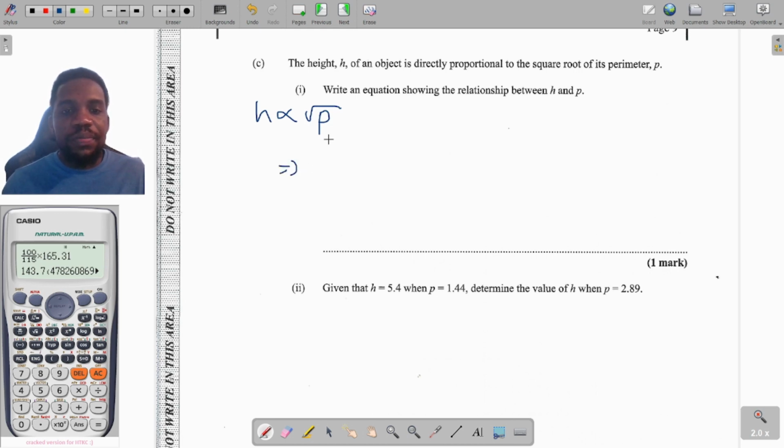Which means that the height is equal to some constant K. Do not forget about this. This is the critical part. When it's directly proportional, it doesn't mean it's equal to it. What it means is that as one increases, the other one increases, but there's a constant, right? There's a constant here that keeps that in line.